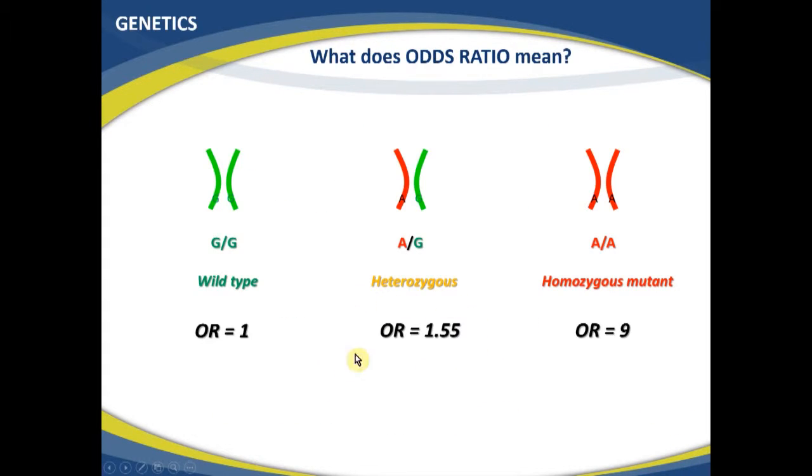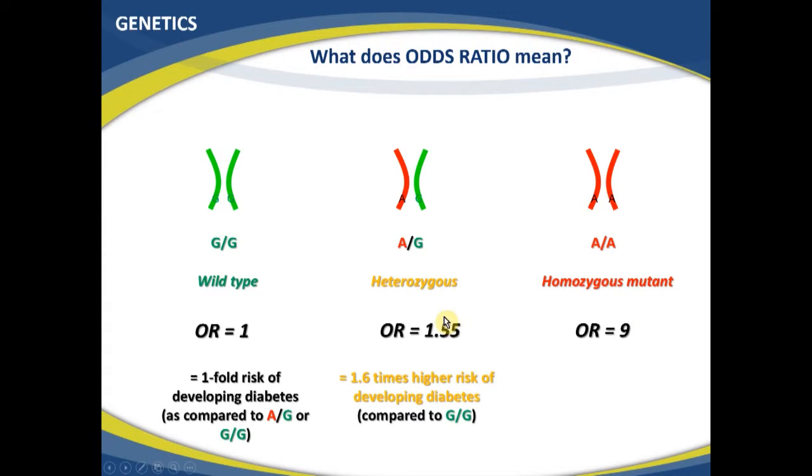And here's the number. So this person has a 1.55-fold risk compared to the wild type, and this genetic type has a 9-fold risk. So odds ratio of 1 is a 1-fold risk compared, and odds ratios are always compared to something. That's important to understand. So this is a 1-fold risk compared to the other genetic types. This is a 1.55 risk compared to the optimal genetic type. And this is a 9-fold risk compared to the optimal genetic type.